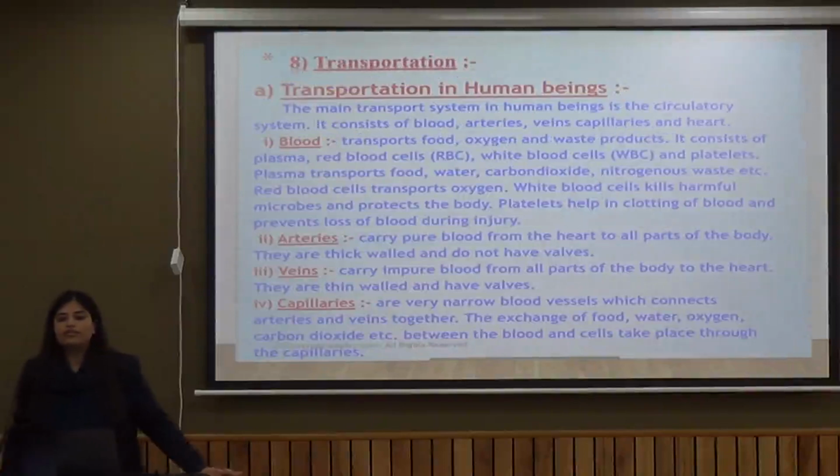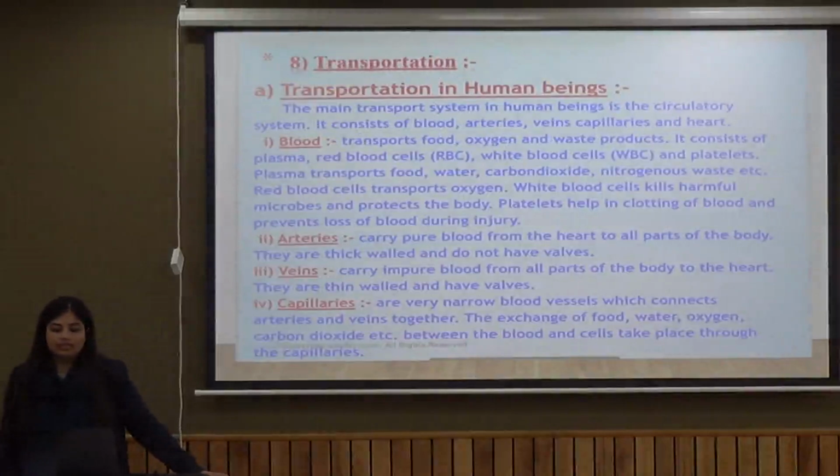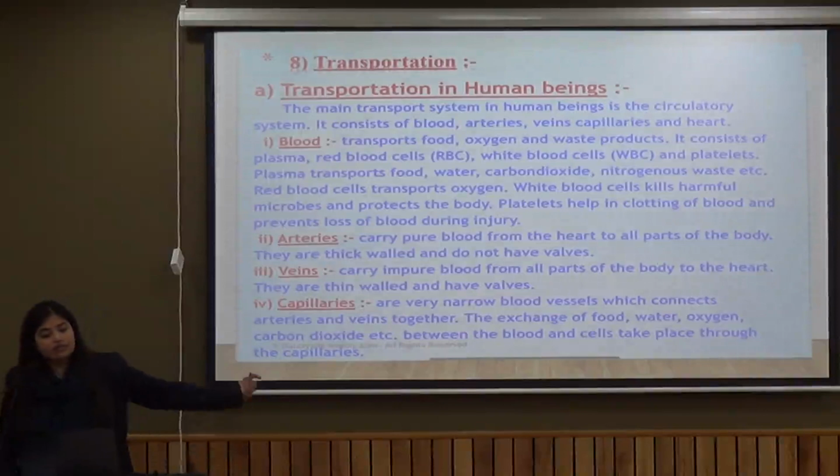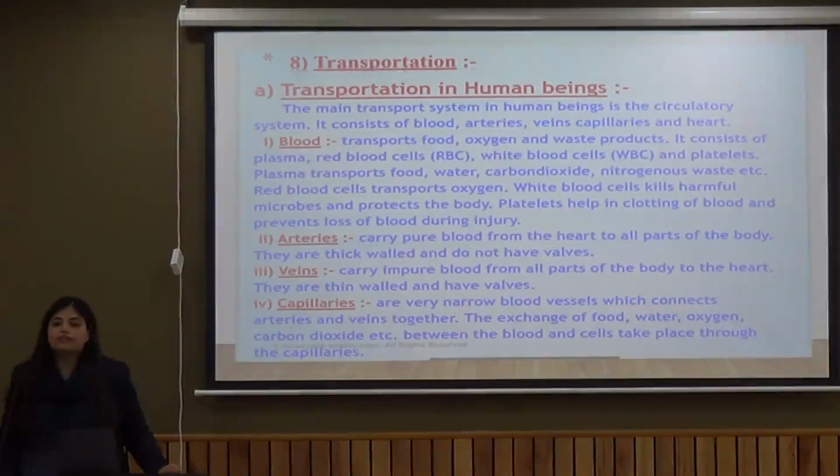Okay, so let's come to the third life process, that is transportation. Now, these are the main components of the transportation system in human beings. So the first one is blood. You already have studied about blood, arteries, veins and capillaries in the previous classes.